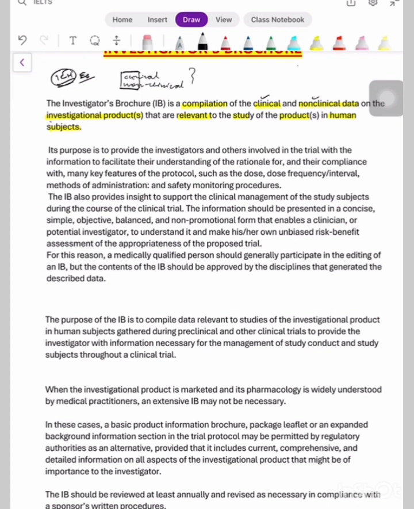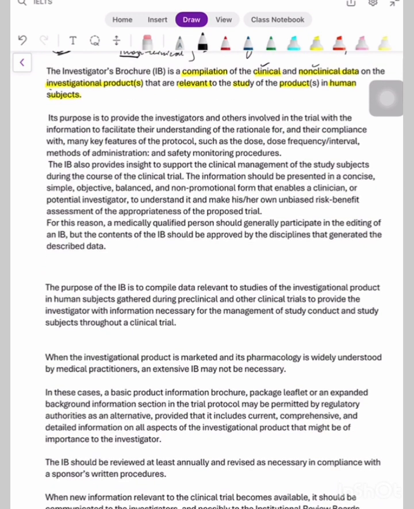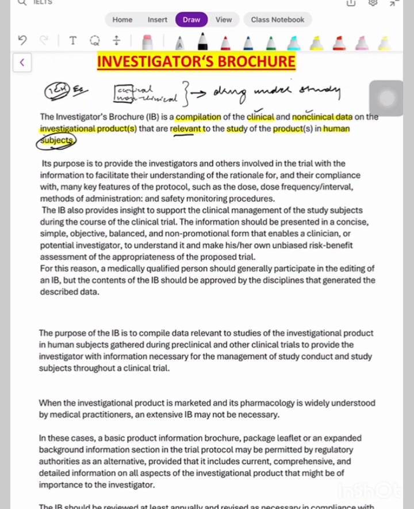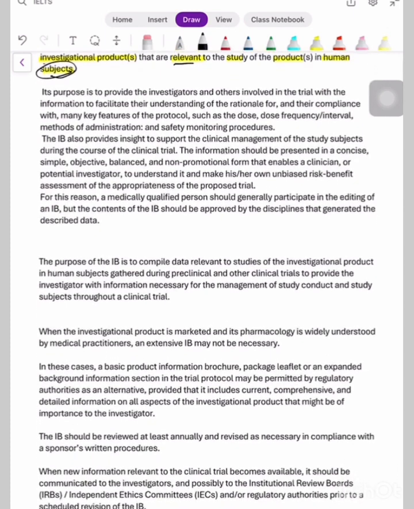Now, this non-clinical and clinical data is about what? The drug under study, or my investigational product, that is relevant to the study of the product in human subjects. So only that much information related to the drug study that is relevant to the study of the product. Nothing unnecessary is required.